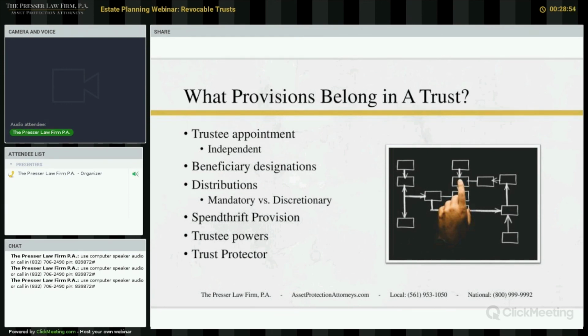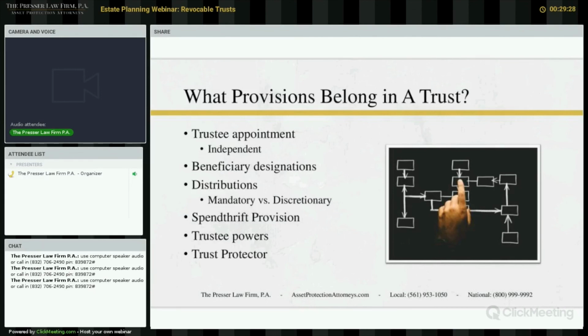Trust protector, I've mentioned already a few times during today's webinar. A trust protector is someone that you can put in a position, either as a fiduciary or a non-fiduciary, to be able to make certain changes to an irrevocable trust. The reason I talk about it with regard to a revocable trust is, while you're creating the trust, it will ultimately become irrevocable, and that's when the trust protector's powers kick in. So you have to talk about it with regard to a revocable trust, because I have to be able to put that power in there.